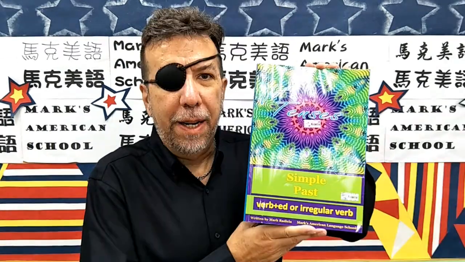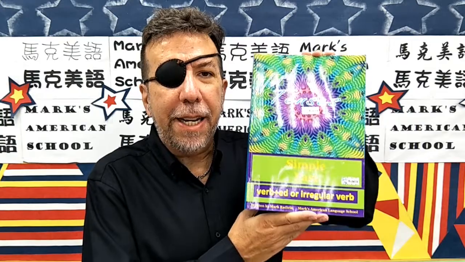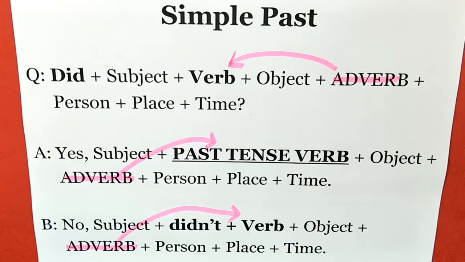Let's begin. Alright kids, let's study simple past. Okay kids, today we are going to be writing the simple past. Alright, how to make a question. Did plus subject plus verb plus object plus adverb plus person plus place plus time.